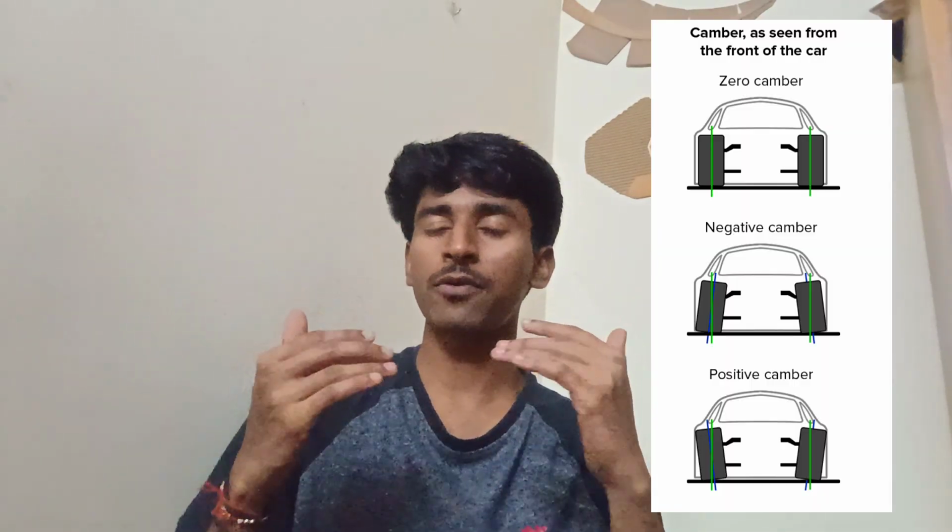So camber is the angle which the tires make when you look at the car from the front. So imagine you have a car standing in front of you, and the tires are tilted inwards or outwards. The angle which the wheel is making with the vertical, that is called camber. If the wheels are tilted inwards towards the car center line, then that is called negative camber. And if the wheels are tilted outwards, that is called positive camber.